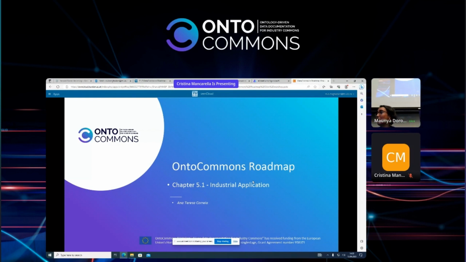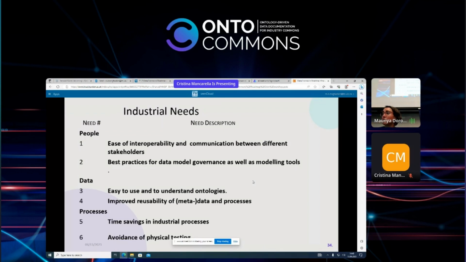So I'm not going to say anything completely new, because all of this that we collected in the industrial applications kind of flew into all the other topics in the project. But I'm going to highlight a few of the industrial needs, the gaps and the recommended actions that we found. On the industrial needs, one of the most important things is people lack a common language to communicate between different stakeholders. So we need to ease this. This perceived ease of interoperability is not there. People need to have this common language to communicate. There should be some best practices on how to maintain data models and intuitive tool support.